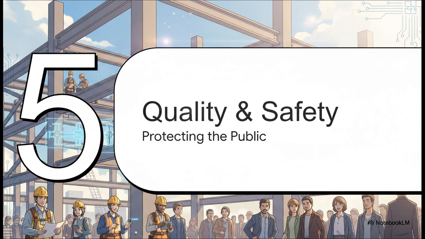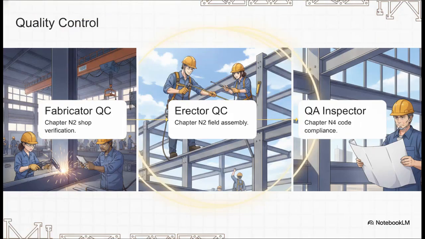Let's move to our final section, Section 5, Quality, Safety, and Survival. It's all about protecting the public. Designing the structure on paper is really only half the battle. Making sure it is actually built correctly in the real world is where Chapter N comes into play. It tracks the rigorous journey of steel from the shop straight to the sky, creating a multi-tiered safety net.